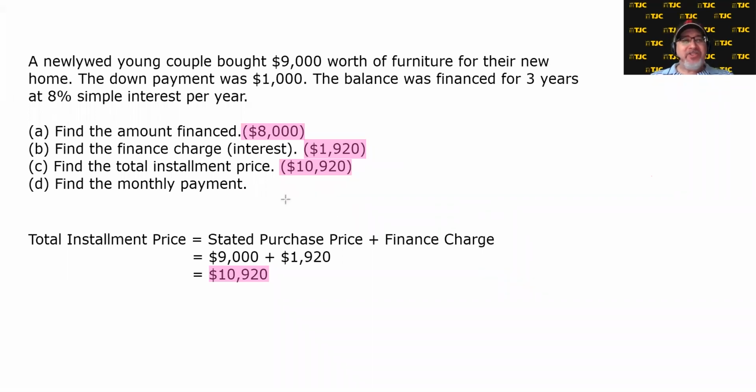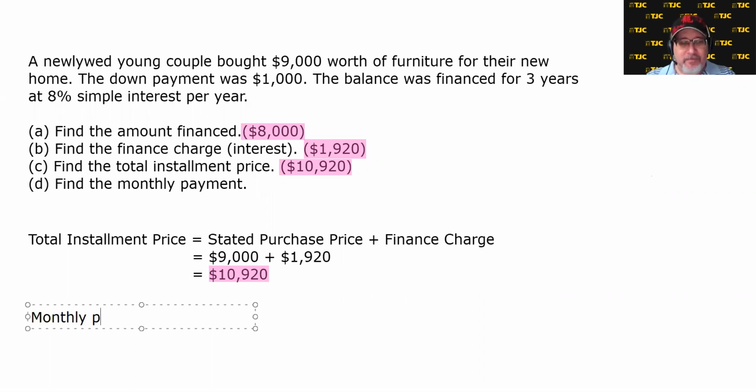Okay, the last thing is to calculate the monthly payment. Now let's think about this for a second. Put yourself in this situation. You're at the furniture store. You're going to pay $9,000 for the furniture plus $1,920 in finance charge and interest, but you've already paid $1,000 of it. We're going to pay the rest over 3 years, monthly payments. So we need to know two things. How much more do I still owe after the down payment? And how many payments am I going to make? Well, both of those questions are pretty easy to answer.